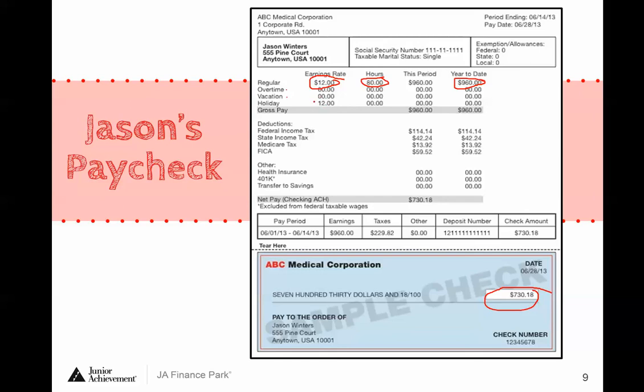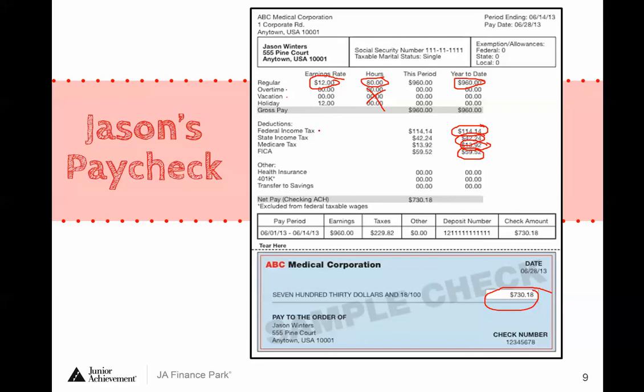And the same with holiday pay, that's pay that you would make if you worked on a holiday, and usually that's more, although in Jason's paycheck it doesn't look like it is. But he didn't work any holiday hours here. He only worked 80 regular hours. Deductions are the total amount of things that are taken out of his paycheck. So all of this money is taken out from that $960.